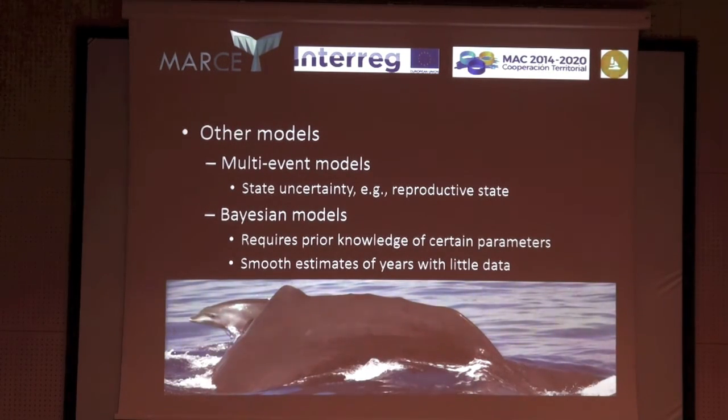again. So there are other types of models. There are multi-event models where you can have uncertainty. For example, if you believe that an individual is reproductive, but you are not completely sure, these are the types of things that you can model.